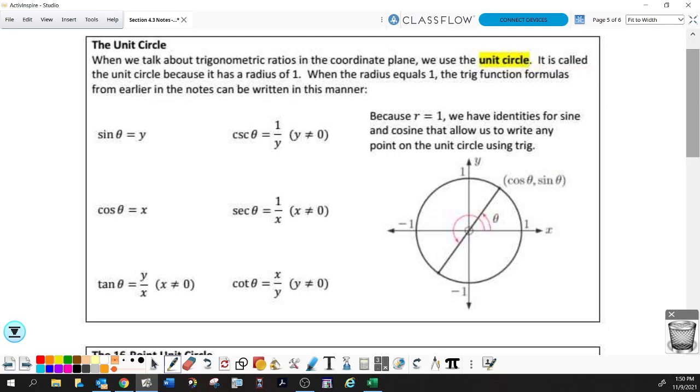So in the unit circle, and only the unit circle where the radius is 1, every single point can be written as cosine theta comma sine theta instead of r cosine theta, r sine theta, because r is 1.